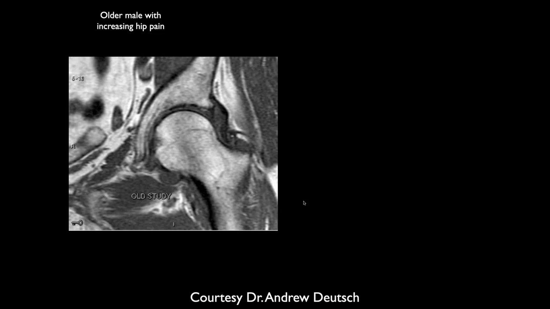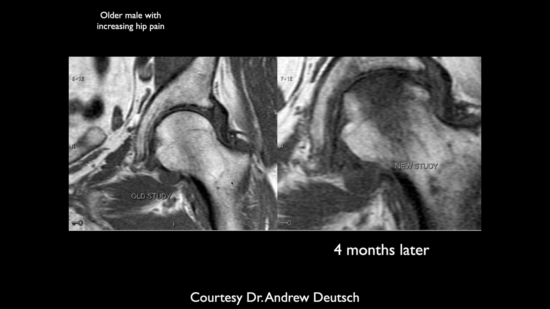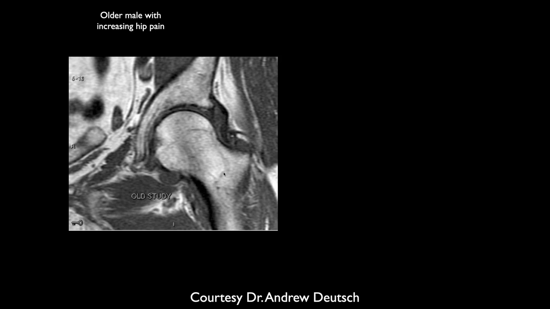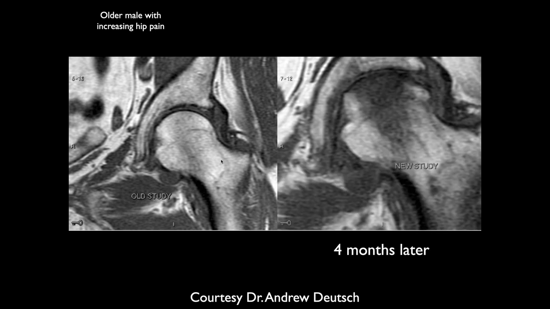Okay, older male with increasing hip pain. It looks like he may have some preferential fatty atrophy of his left gluteus medius muscle. I can't tell if that's an enthesophyte along the greater trochanter or if that's just the slice. 4 months later, this is at the time that the patient presented with increasing hip pain. You talk about the edema. Yes, I couldn't tell if that was fatty atrophy or edema. Now on the new study, he has rapidly progressive edema and joint space narrowing along the superior hip.